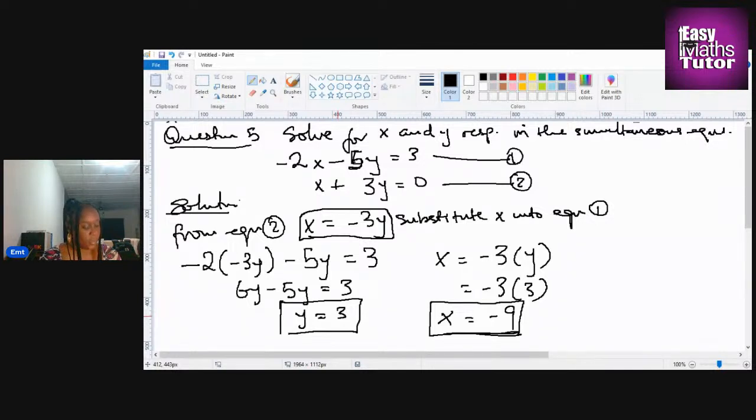Okay, x is minus 9, y is 3. So the correct option is C.